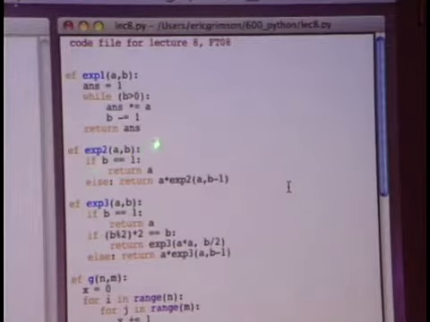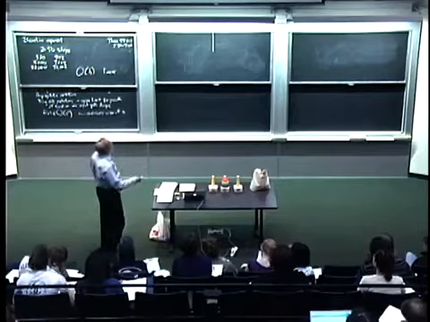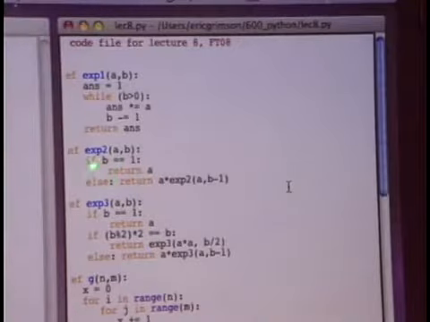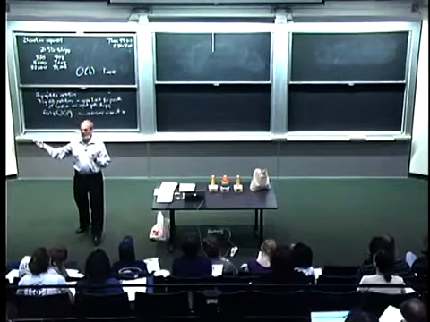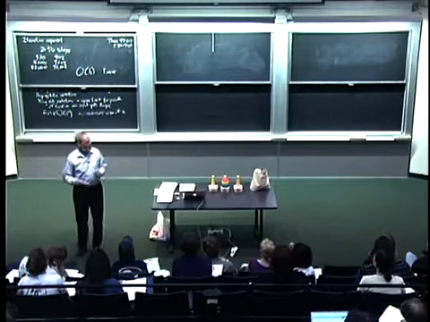It says if I am in the base case, if b is equal to 1, the answer is just a. I could have used if b is equal to 0, the answer is 1. That would have also worked. Otherwise, what do I say? I say, in a nice recursive way, a to the b is the same as a times a to the b minus 1. And I've just reduced that problem to a simpler version of the same problem.